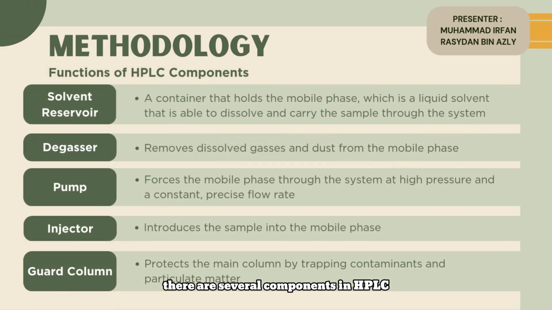There are several components in HPLC and each of them has its own function. The solvent reservoir is a container that holds the mobile phase before it is pumped into the system. The degasser removes any dissolved gases and dust from the mobile phase. The mobile phase is then forced through the system at high pressure and constant flow rate by the pump. After that, the injector will introduce the sample into the mobile phase. And the guard column protects the main column by trapping any contaminants and particulate matter.